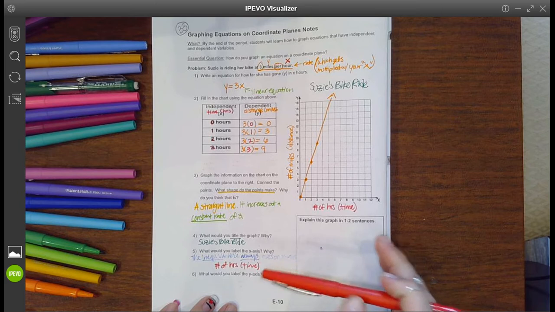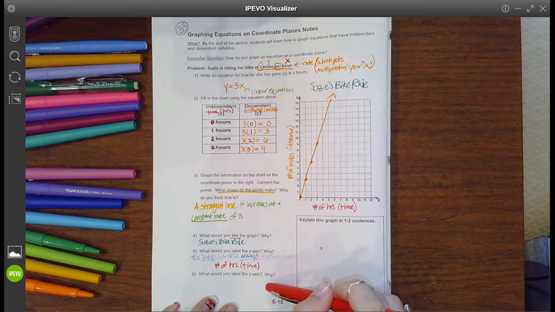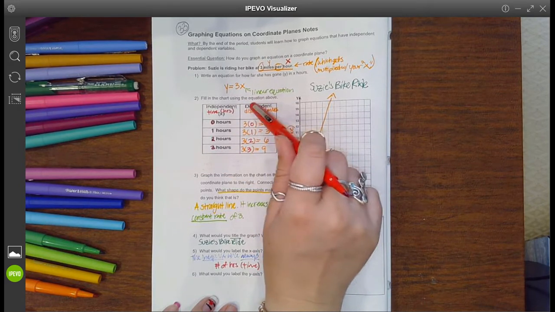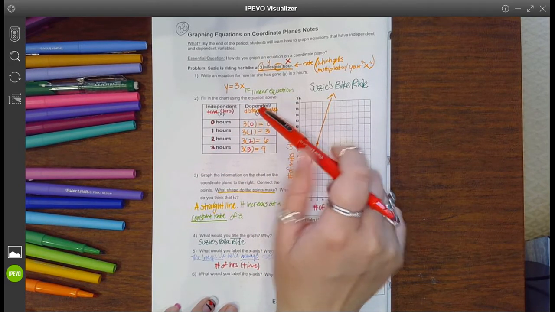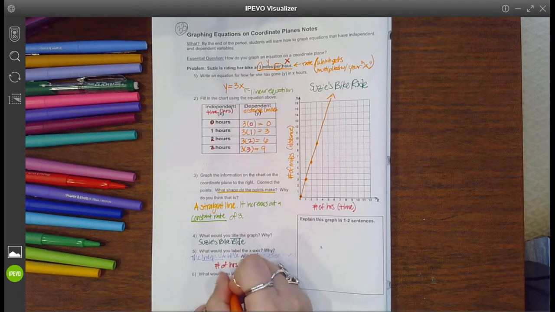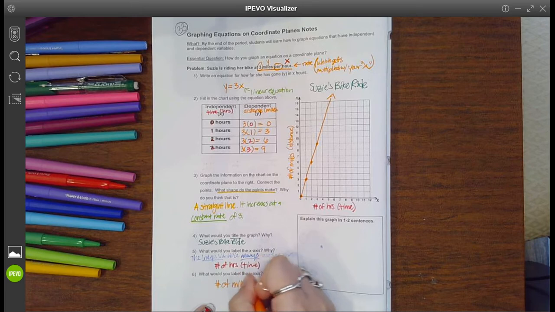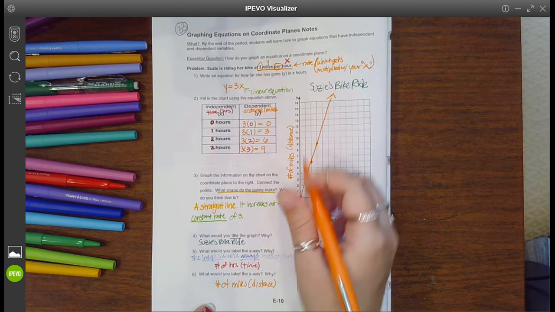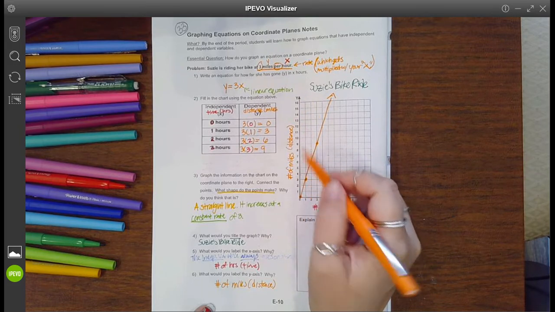What would you label the y-axis? Well, the y-axis is always the dependent variable. So since the dependent variable was talking about the distance, I would label it the number of miles or distance. And that's what I labeled along the y-axis.